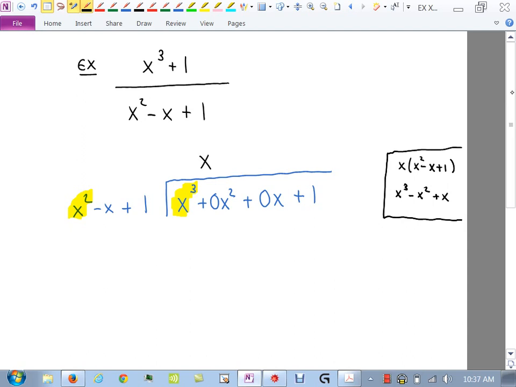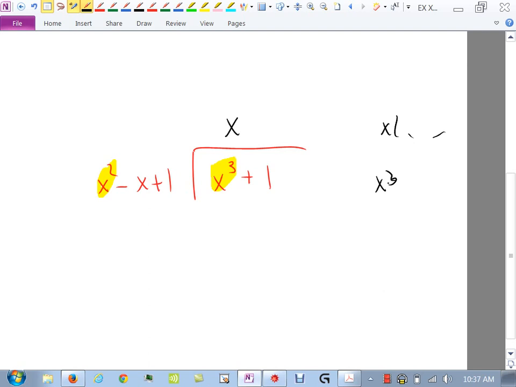Now, let me show you something. If you had done it this way, and then you came in here and you still said, okay, x cubed, x, I need to multiply by an x here. And then you would have done your x times that over here. You get your x cubed minus x squared plus x, right? And we need to put that underneath.